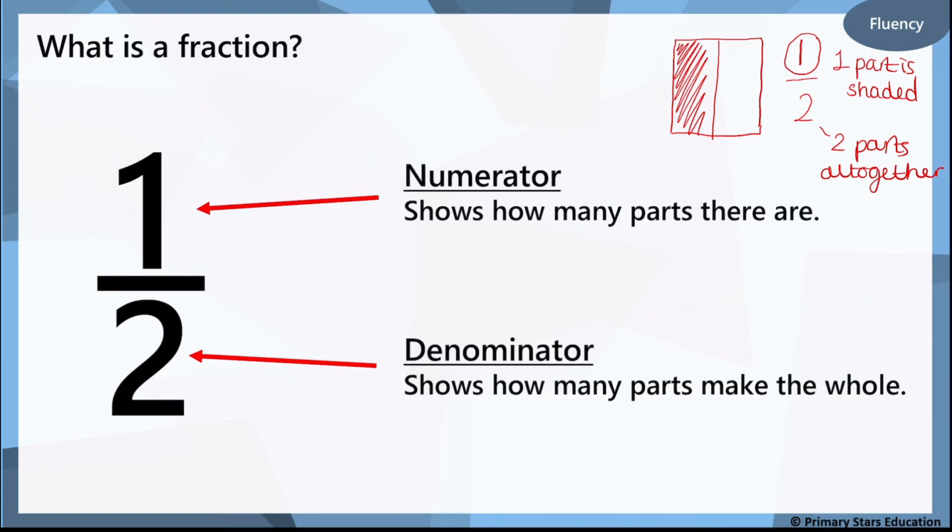And you'll become more familiar with the terms numerator and denominator as the weeks progress, so don't worry too much about them today.